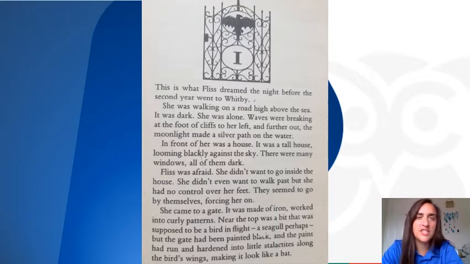This is what Fliss dreamed the night before the second year went to Whitby. She was walking on a road high above the sea. It was dark. She was alone. Waves were breaking at the foot of the cliffs to her left, and further out, the moonlight made a silver path on the water. In front of her was a house. It was a tall house, looming blackly against the sky. There were many windows, all of them dark.